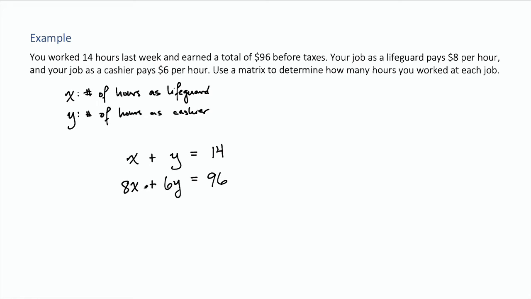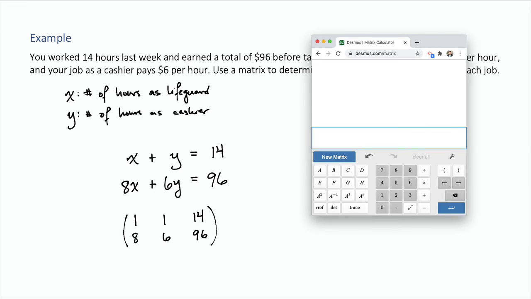To solve this, to find how many hours you worked at each job, we're going to use the augmented matrix, which is, well, 1x, 1y equals 14, and 8x plus 6y equals 96. We don't write the variables. There's our augmented matrix, and now we need to reduce it to get our solution. We'll do that with a matrix calculator.